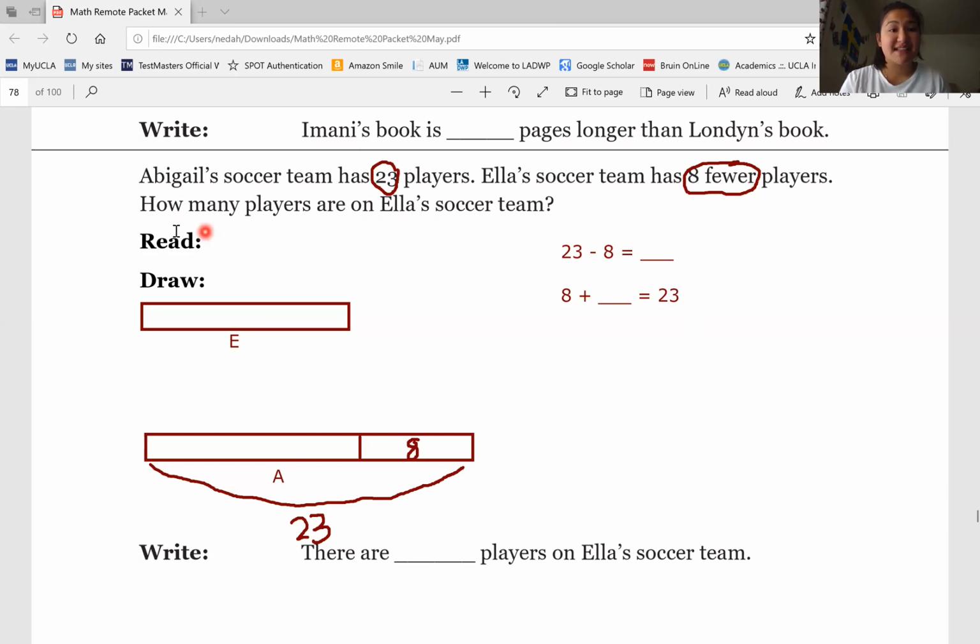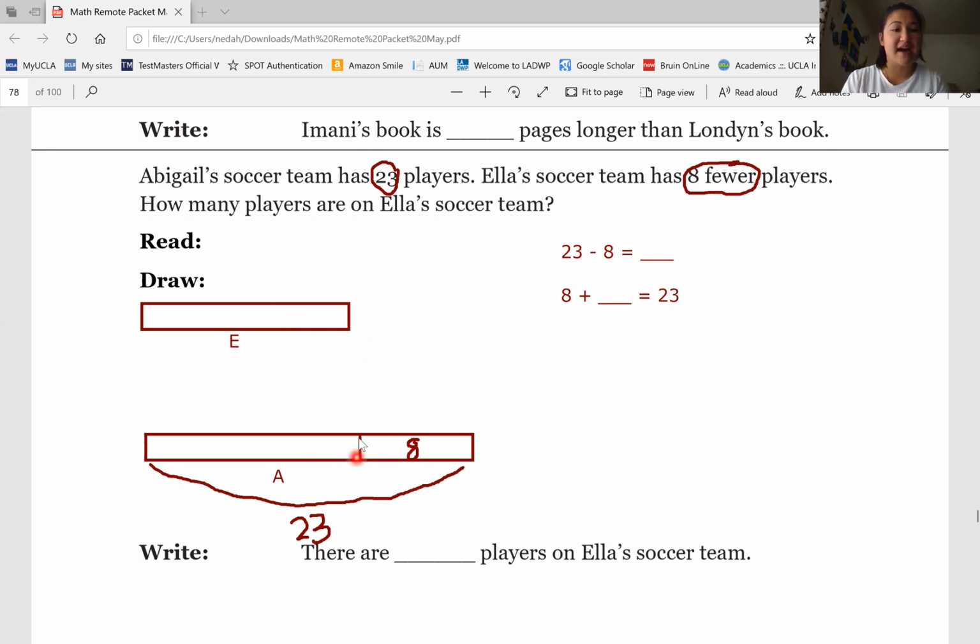Now the problem's asking us how many players are on Ella's soccer team. So we don't know how many exactly, but we know that it's 8 fewer than whatever Abigail has. So to set up my tape diagram, I first put a tape for Ella that was shorter than the tape for Abigail. Then I split up Abigail's tape for this same length that is Ella's tape.